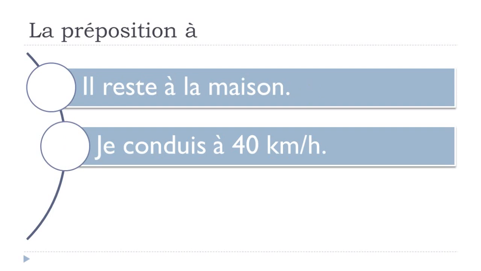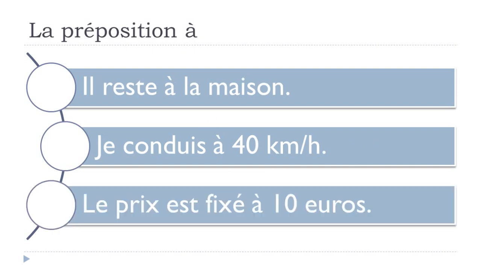Second example, we could use conduire. Conduire is to drive, and when you want to introduce the speed, in that case it's 40 km/h, then you would use this à. So at 40 km/h. Je conduis à 40 km/h. And then the last example for this at is for the price, like here, à 10 euros. Le prix, the price, est fixé, à 10 euros.